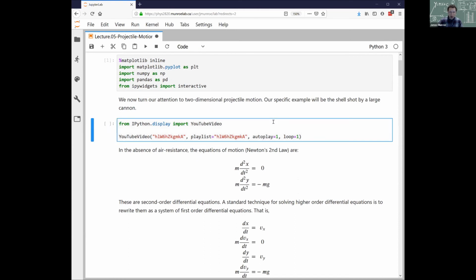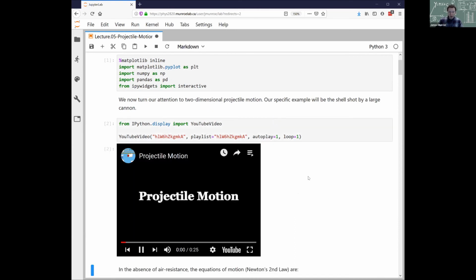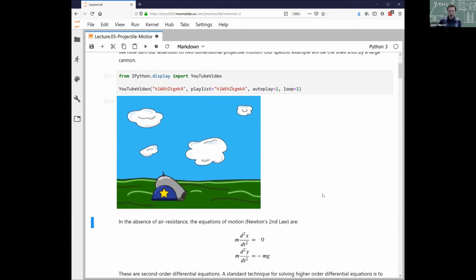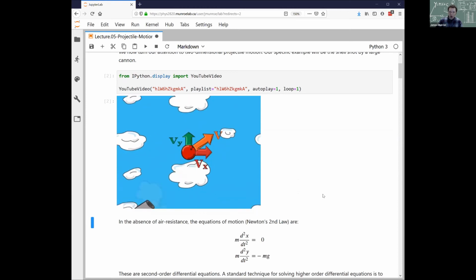I want to talk about projectile motion. So here we go, projectile motion, right? This kind of idea. You'll have some sort of initial velocity and it'll fire something, and the path it takes is what we typically call projectile motion trajectory.